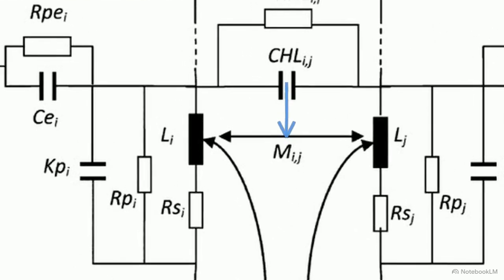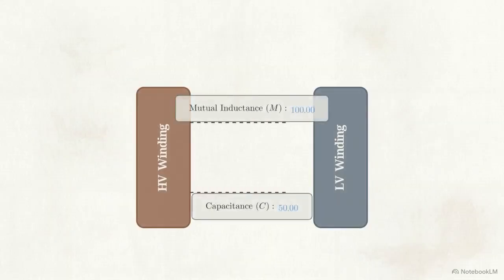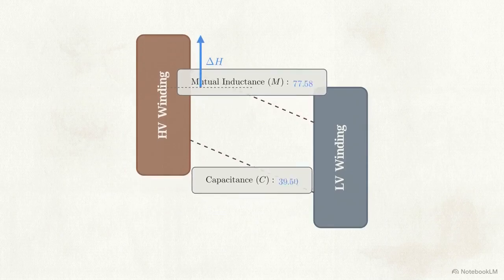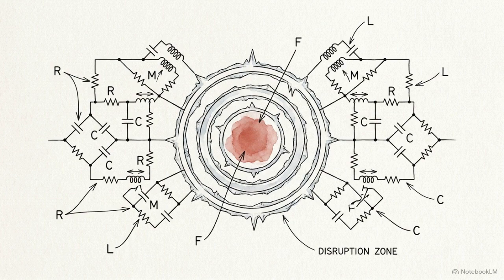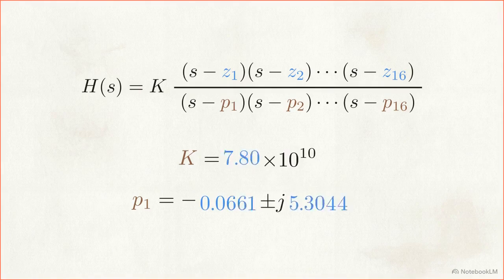Notice the components representing the coupling between the two winding blocks, the mutual inductance, labeled MIJ, and the capacitance, labeled CHL. When axial displacement occurs, the physical gap between the windings changes. That physical movement directly alters the mathematical values of the mutual inductance and the capacitance. Because these components bridge the two halves of the system, a localized change here reshapes the behavior of the entire equivalent circuit. As the circuit parameters fluctuate, the mathematical poles and zeros of our 16th-order transfer function shift in response.